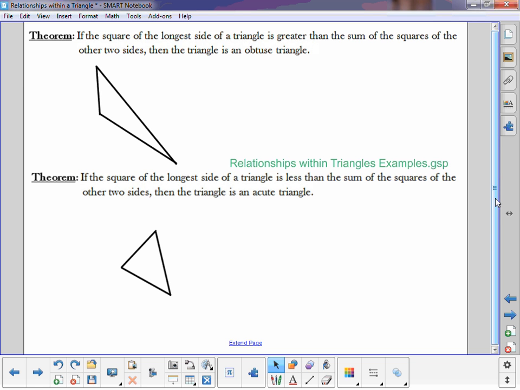So this theorem says if the square of the longest side of a triangle is greater than the sum of the squares of the other two sides, then the triangle is an obtuse triangle. What letter did we let represent the longest side of my right triangle? C. So let's go ahead in our picture here. Let C be the longest side once again.